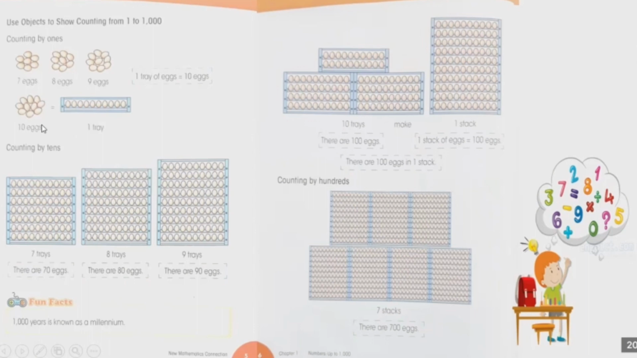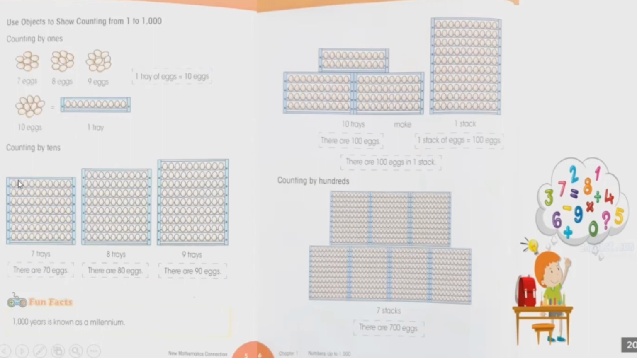Now here 10 eggs means it is equal to 1 tray. So 1 tray, you will see 10 eggs. Let us count. This is 1 tray. 1, 2, 3, 4, 5, 6, 7, 8, 9, 10. So 10 eggs. 1 tray is equal to 10 eggs.